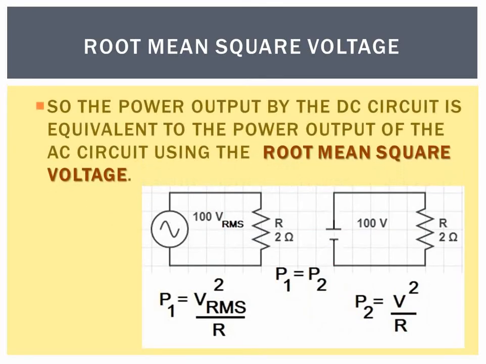So the power output by the DC circuit is equivalent to the power output of the AC circuit if we are using the root mean square voltage. If we calculate P1 here using the RMS voltage in this AC circuit and compare it to the power P2 in this DC circuit, these powers are equal in watts because we are using the RMS voltage for calculating P1.